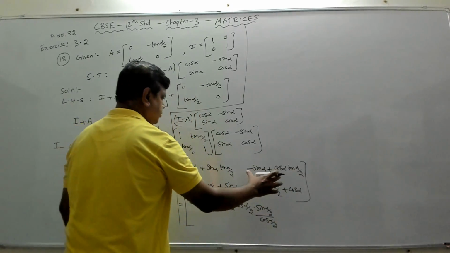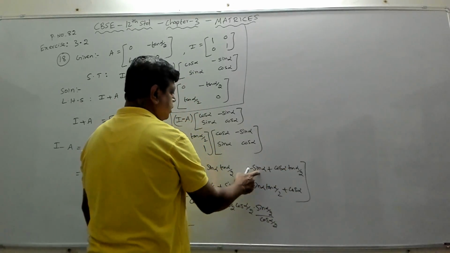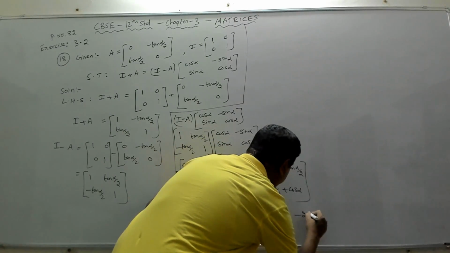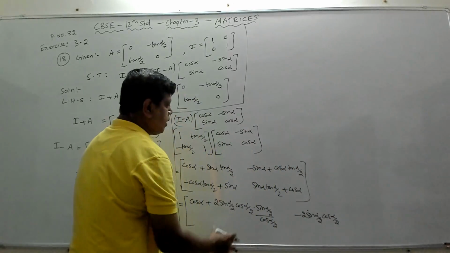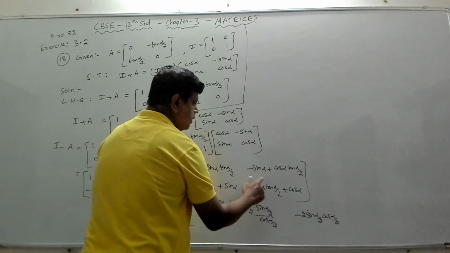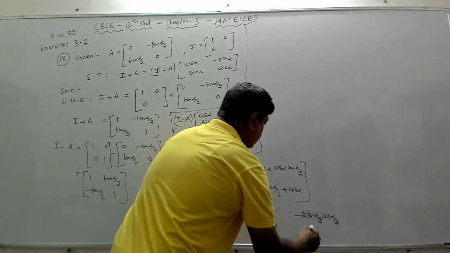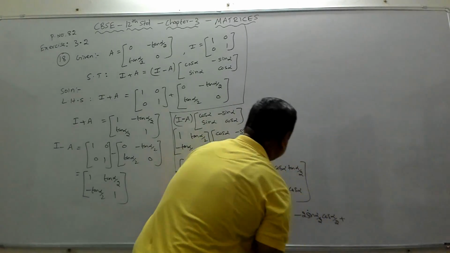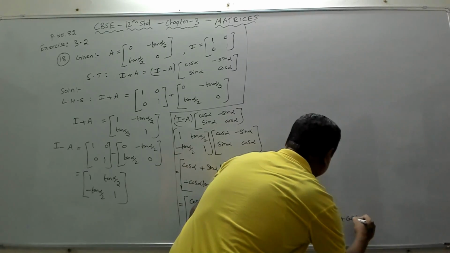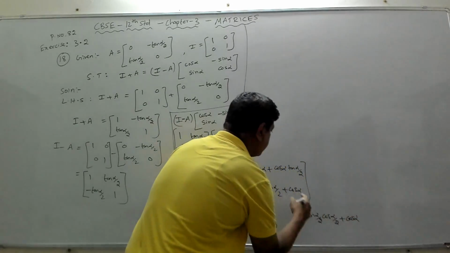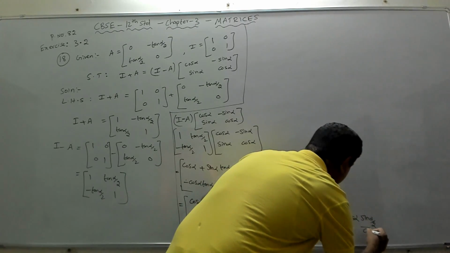Now here again we will put minus sin alpha as minus 2 sin alpha by 2 cos alpha by 2. Then this one I will keep as it is, plus cos alpha, and tan alpha I will write as sin alpha by 2 by cos alpha by 2.